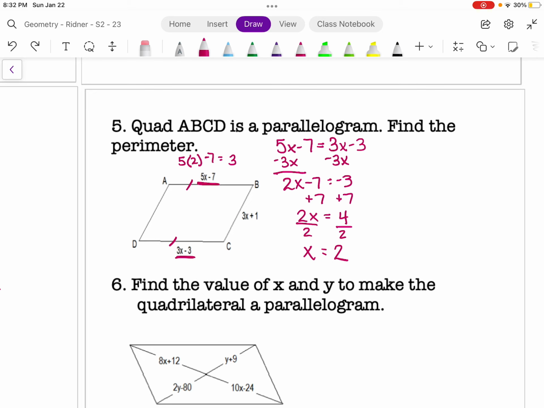Let's see. 6 minus 3 is 3. So, okay. Thought I did that wrong, but all is well. All right, so those are congruent. They should be. And then for this one, 3 times 2 is 6, plus 1 is 7. If that's 7, this also has to be 7. So what is 3 plus 3 plus 7 plus 7? Well, that's 10 plus 10, which is 20. So 20 units is the perimeter.